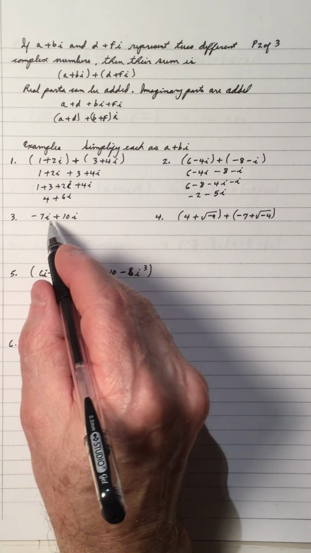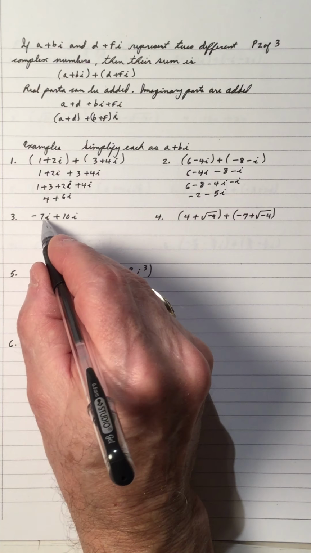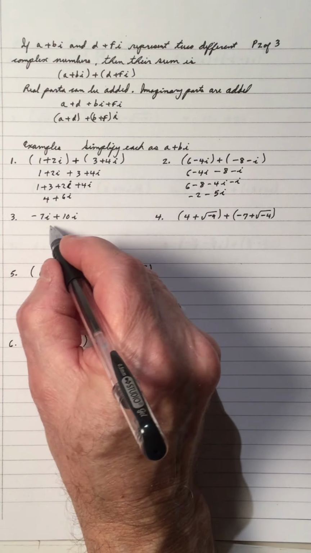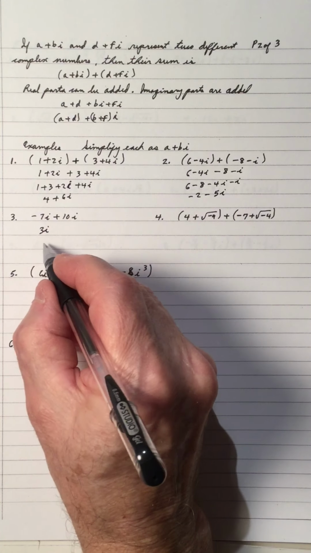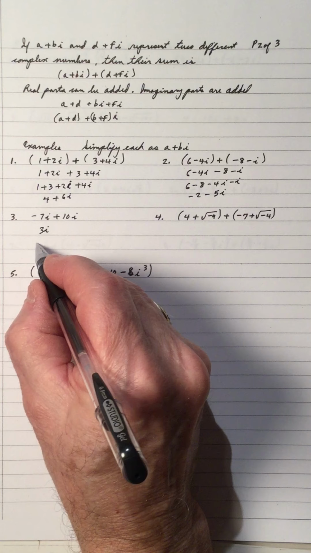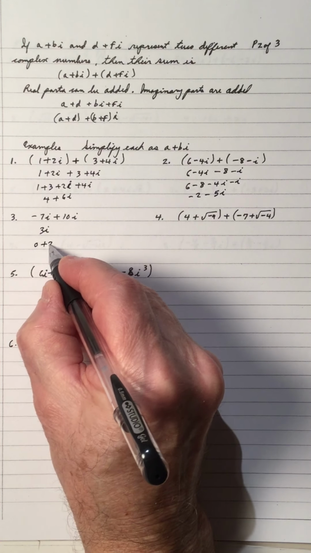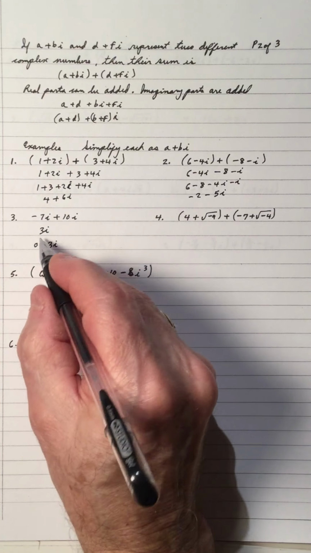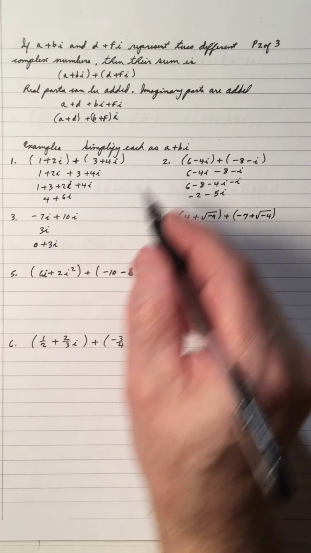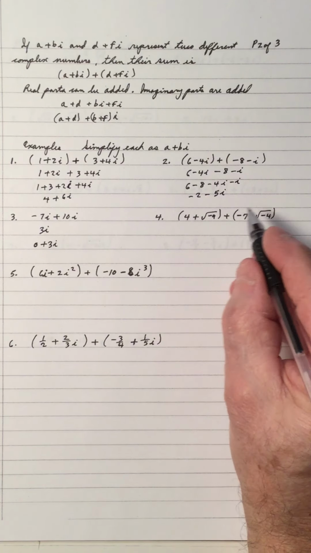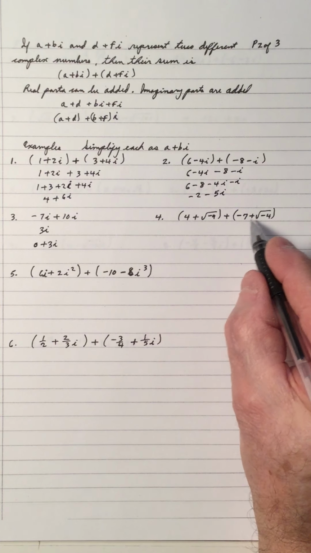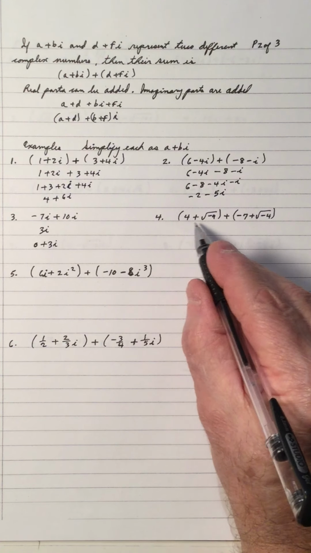And we're going to add these into this form. So they're all imaginary, so I get a 3i. Negative 7 plus 10 is 3i. So if you want this form, you could go 0 plus 3i. Add them up and put a 0 because there's no real part. A is 0.